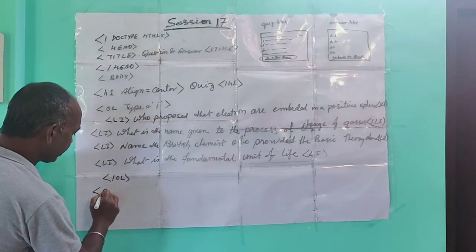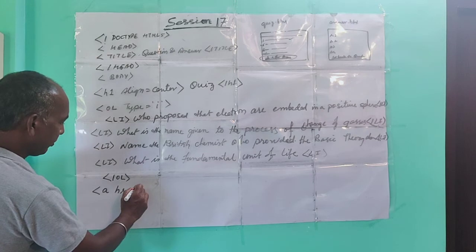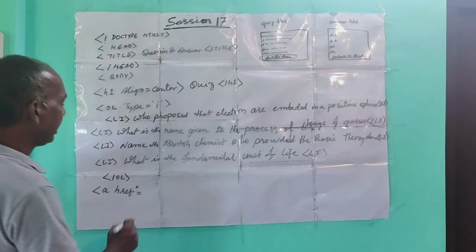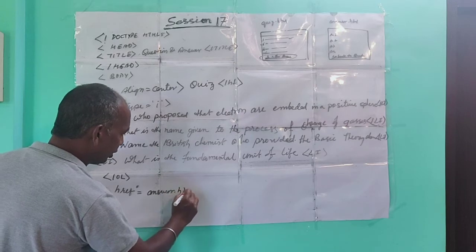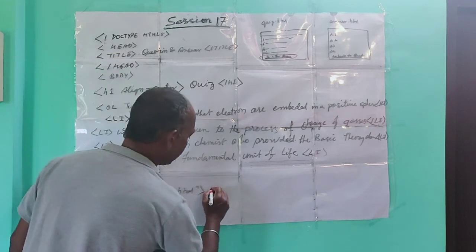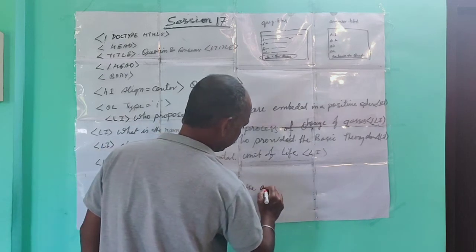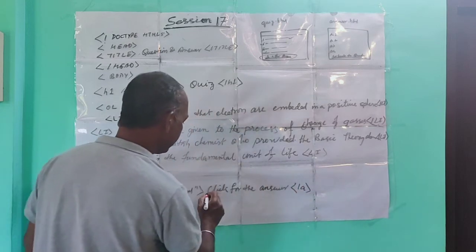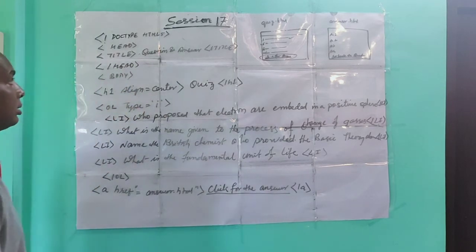The link is, first tag is A href. What you write here? You can write here answer dot html. Here we write click for the answer, and then close the tag. So this link will appear at the bottom of the web page.